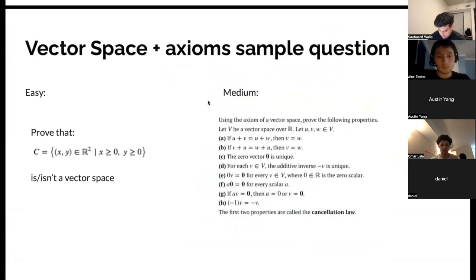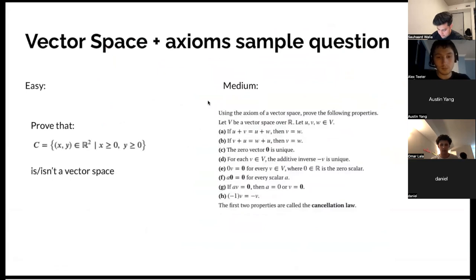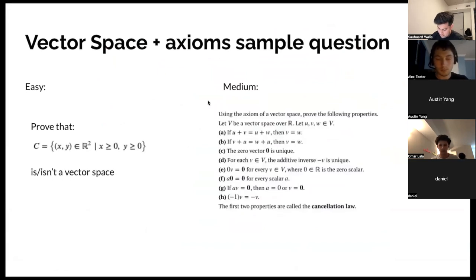Kicking into some vector space axiom questions. I know there are a lot of questions here. I won't go through all of them, but I did want to bring this up because I think it'd be helpful for your midterm. Before people ask, I haven't brought any questions from the midterm. I've only prepared what I think would be the most helpful for you.